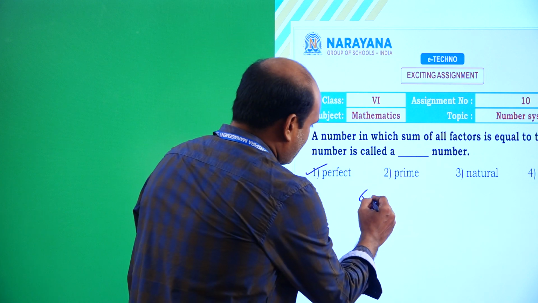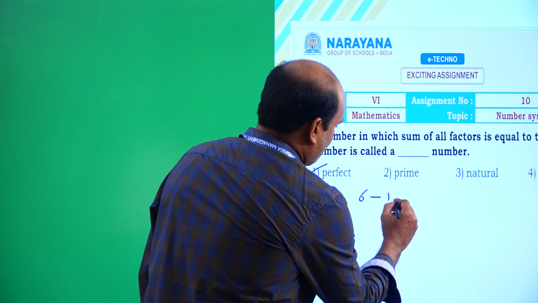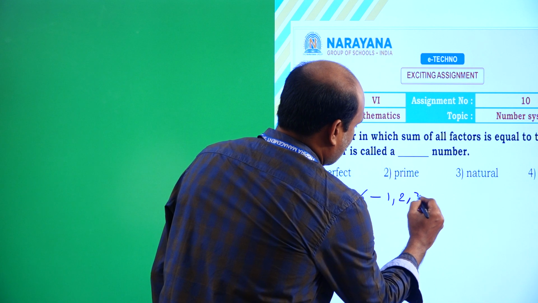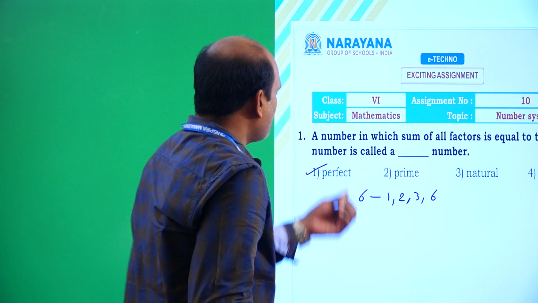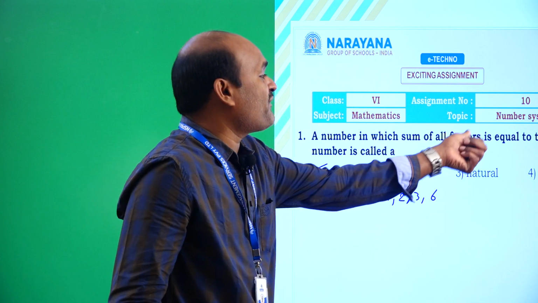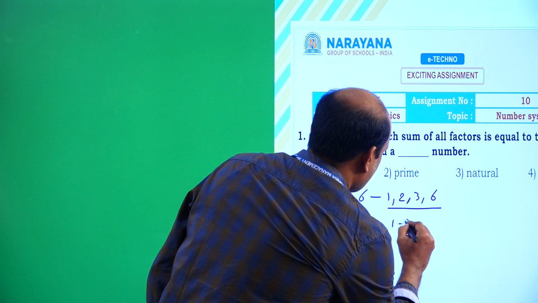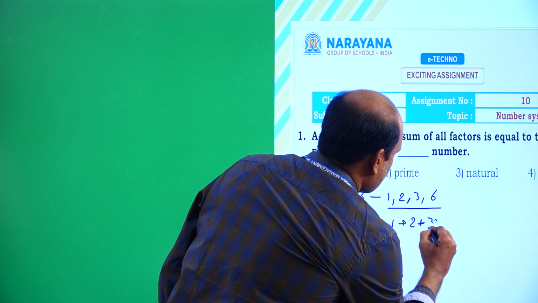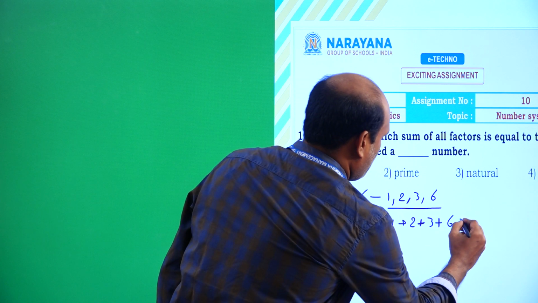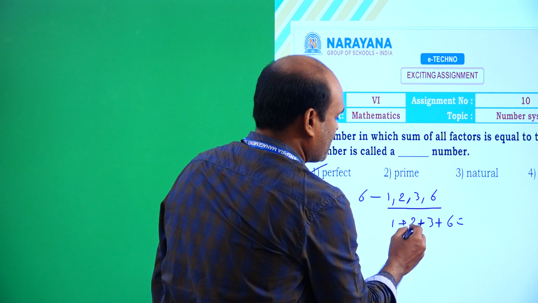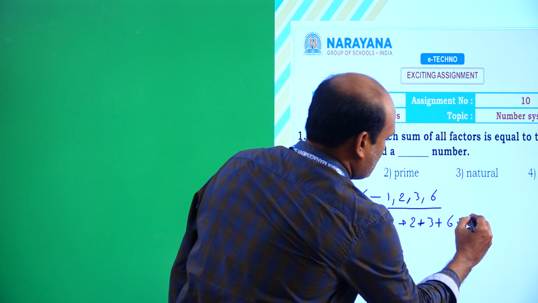so what are the factors of 6? Factors of 6 are 1, 2, 3, 6, right? So here a number in which sum of all factors. What are sum of all factors? 1 plus 2 plus 3 plus 6. How much is that equal to? 1 plus 2, 3, 3 plus 3, 6, 6 plus 6, 12.